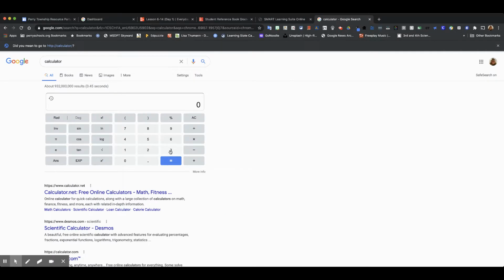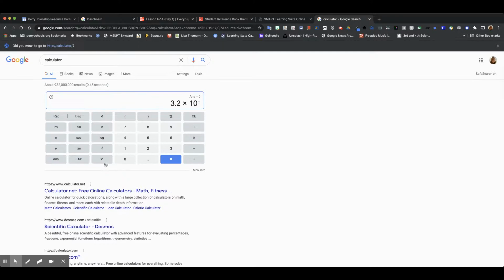So here I'm going to do 3.2 times 10. Now I've got to figure out 10 to the sixth power. So I might click this on this Google one and look at that. They gave me an exponent. And look at that. It gave me my 3,200,000. So that's what works on this calculator.